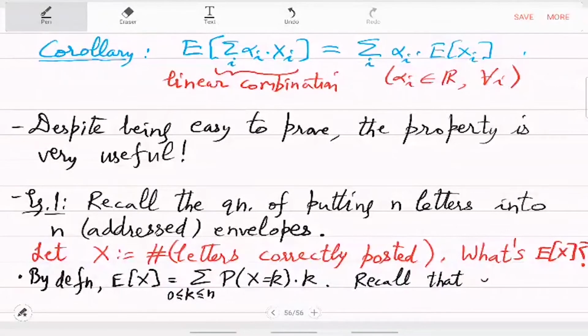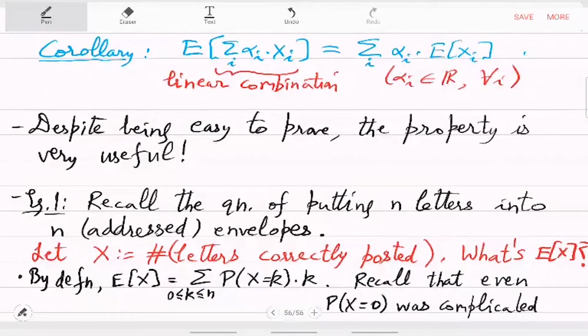That even probability of X equal to 0 was complicated. Right, it was an example of the inclusion exclusion principle for probability. So, is there a way to get a better sense of this expectation? So, let us do that.